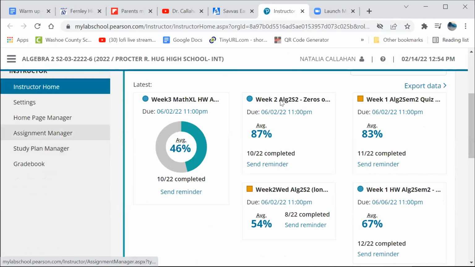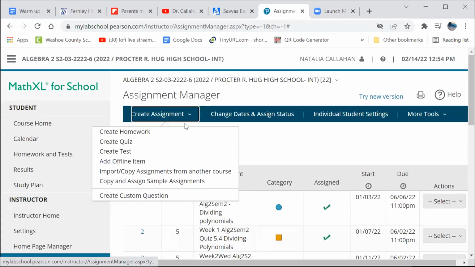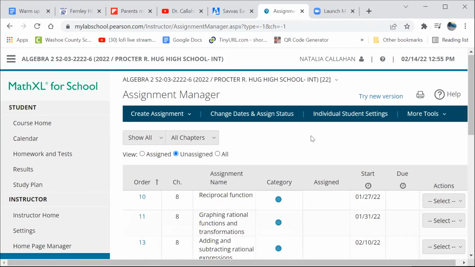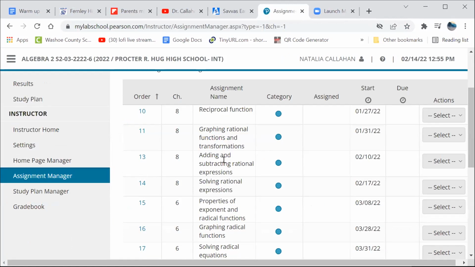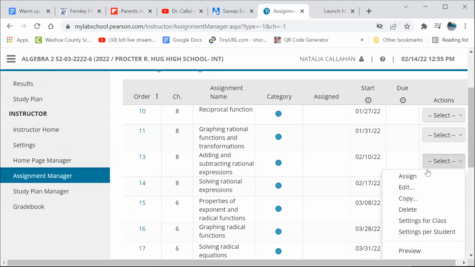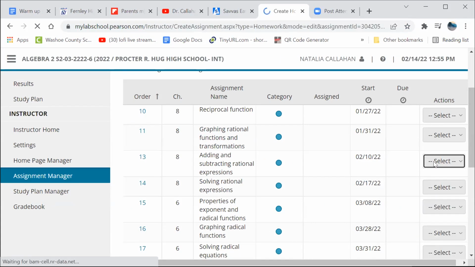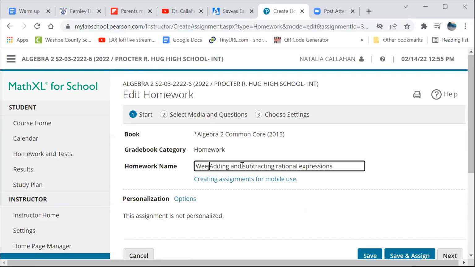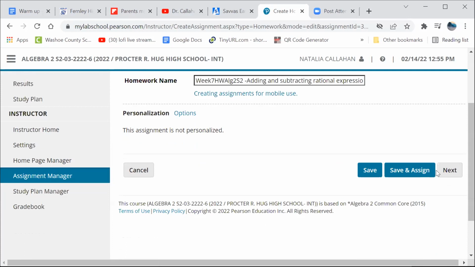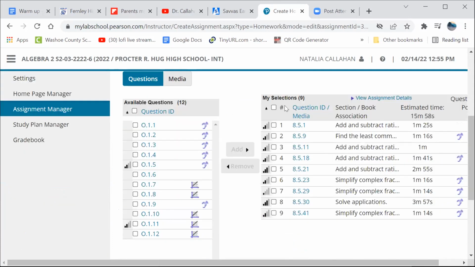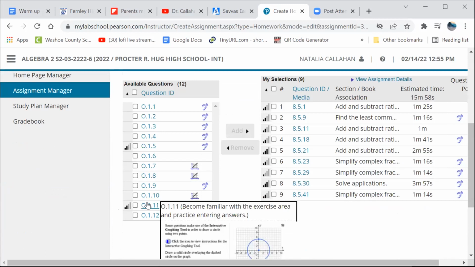And then I'm going to assign you guys the assignment. I have adding and subtracting rational expressions. So I'm going to go to edit, and then I'm going to type in week 7 homework, adding, subtracting rational expressions, and then Dr. Natalia Callahan. And this is specifically for Algebra 2, Semester 2. Next. And remember your assignment, it's only 9 questions this time around.